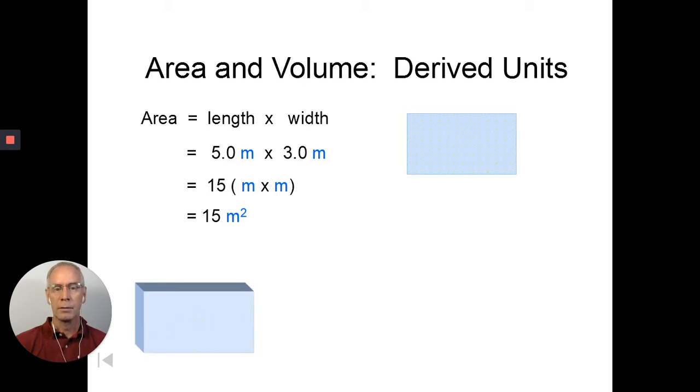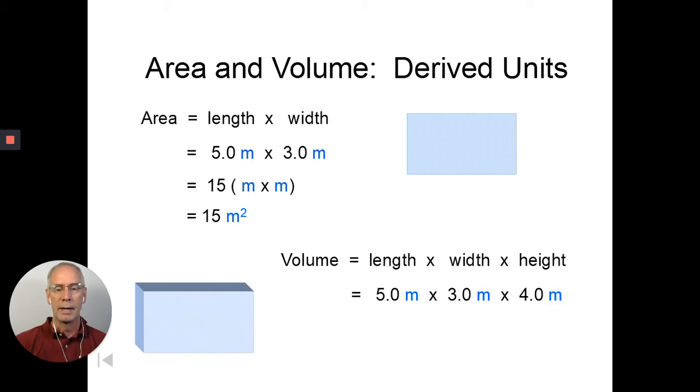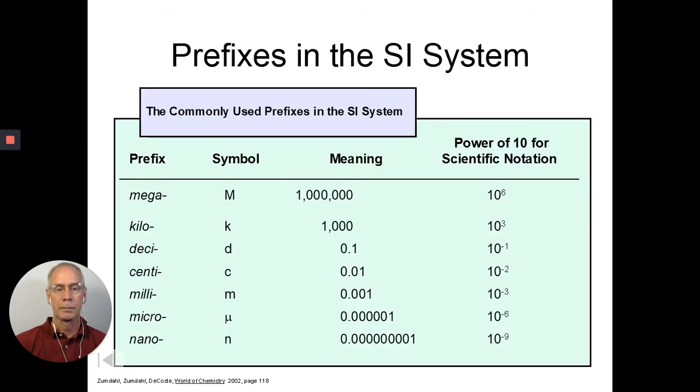If we're to do a volume, volume is also a derived unit. And so if we do volume of this box here, it'd be length times width times height. And so if I have a length, width, and height, I multiply those together, I get a volume. This time the unit for that is meters cubed. So that's what I mean when I say the term derived unit.